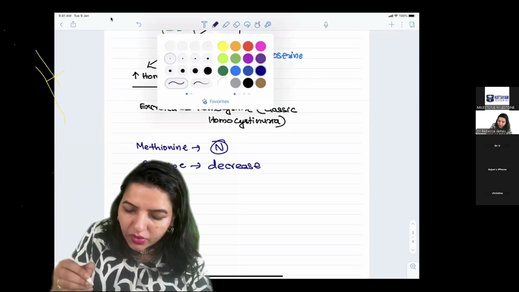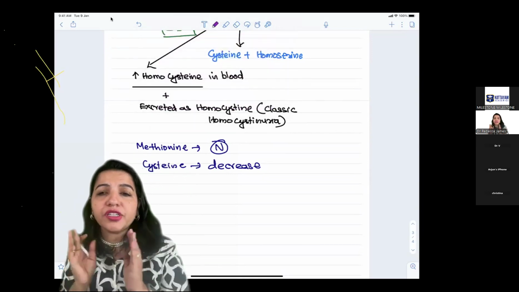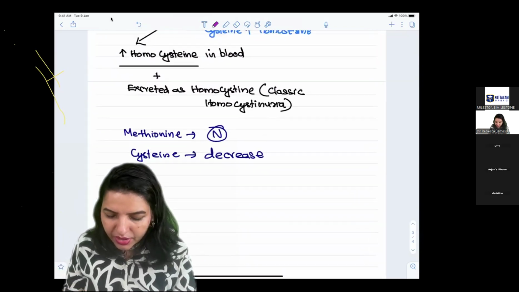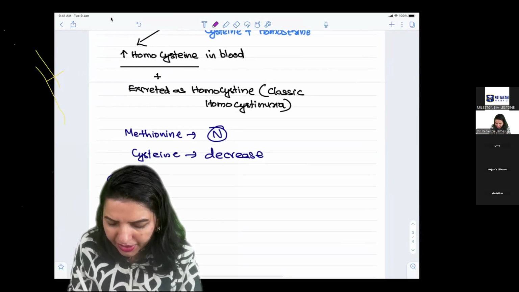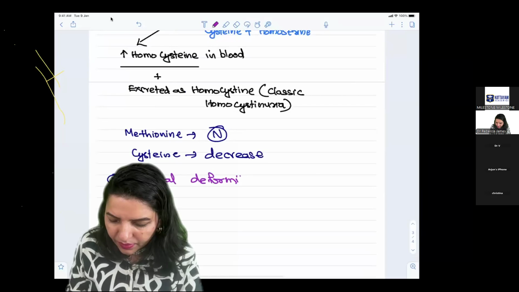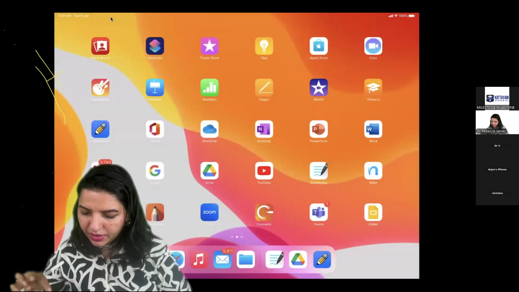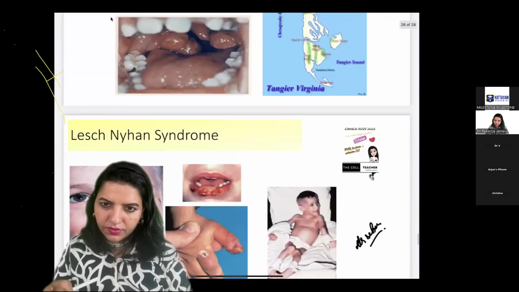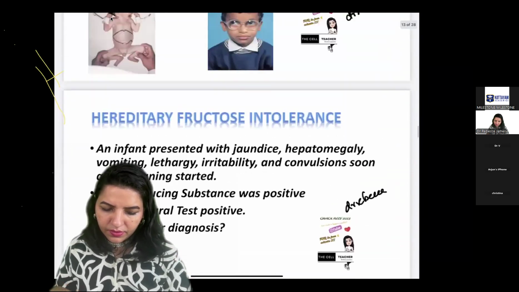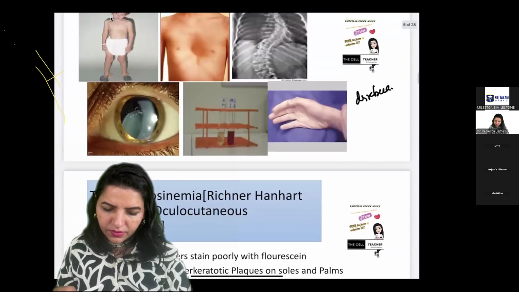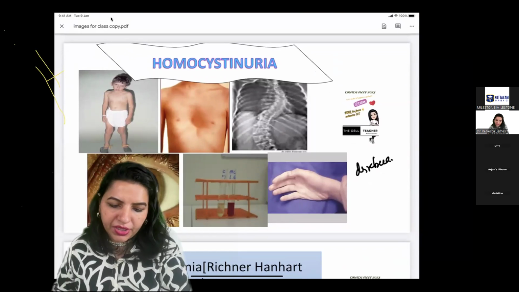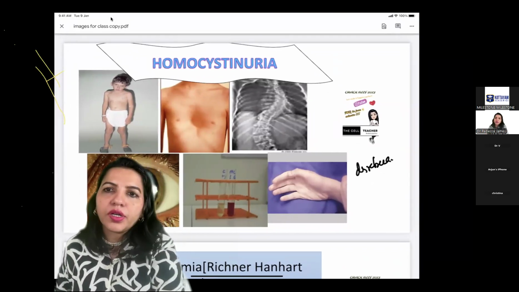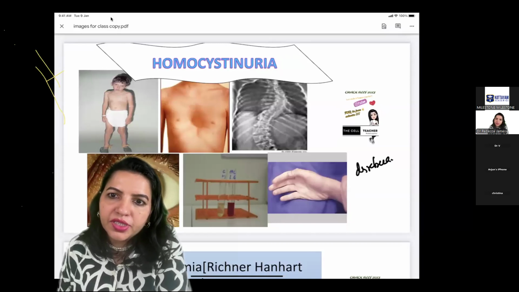Now, homocysteine accumulation is always harmful to our body. So, what are the clinical features of homocystinuria? Because if a case is given to you, how are you going to identify it? So, we'll see one by one. It has multiple skeletal deformities. Just see this picture and tell me which are the deformities. I'm not able to write it on that, but still, tell me which deformities you're seeing here.